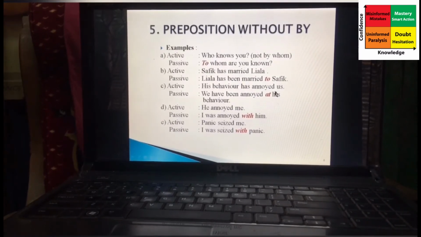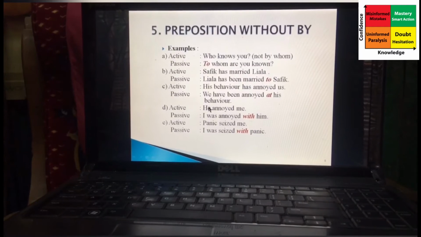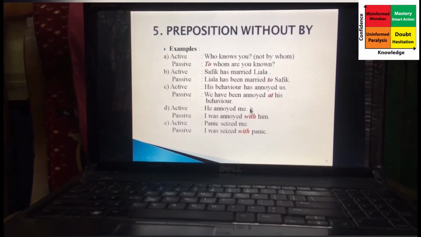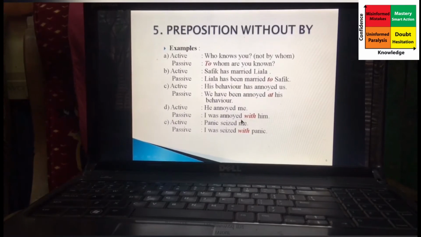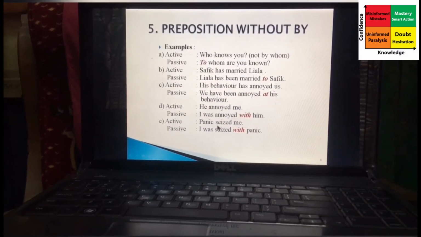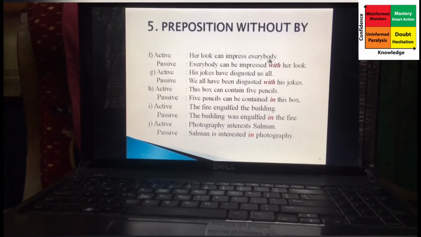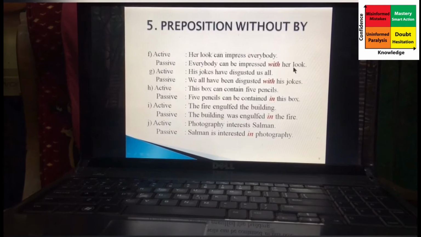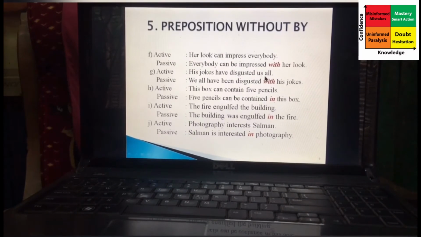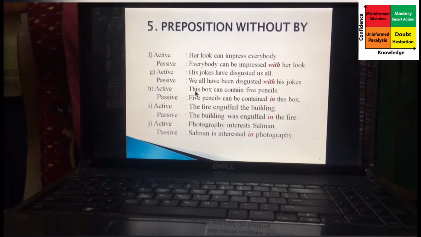His behavior has annoyed us. So it will be: we have been annoyed at his behavior, because it is not a person. He annoyed me, it is a person, so it will be "annoyed with". Look, here "annoyed at", but here "annoyed with", because after "with" we are getting a person, here after "at" we are not getting a person. Panic seized me: I was seized with panic. Another example, her look can impress everybody. Everybody can be impressed with her look, not by her look. His jokes have disgusted us all. "Us all" will be "we all". We all have been disgusted with his jokes, not by his jokes.